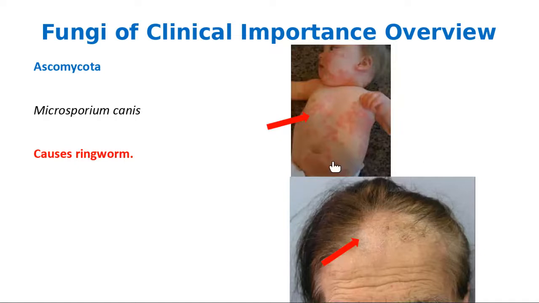And so here you can see this is tinea corporis, right, of the baby. I don't know how that baby got it, but he's got ringworm all over him, probably a cat. And then here you can see this is tinea capitis. It's got ringworm of the scalp. Okay. Questions?